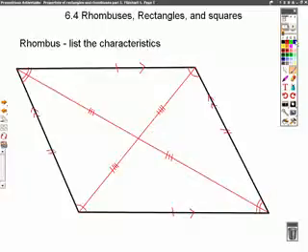Now, when we're talking about a rhombus, here's where things change just a little bit. The important thing about a rhombus, or the big idea, is this. All 4 sides of a rhombus are exactly the same length. So there's the big difference between just your regular parallelogram and a rhombus, okay? All 4 sides are exactly the same length.